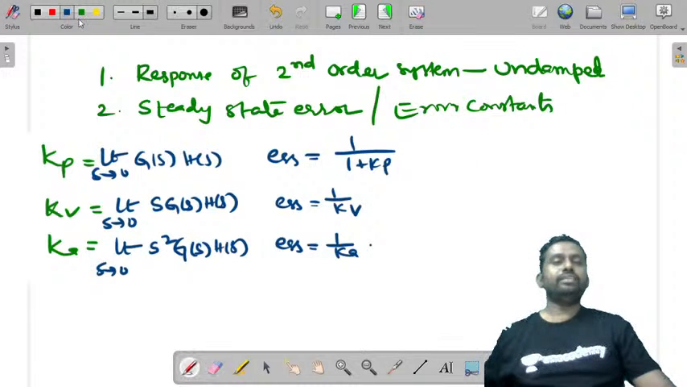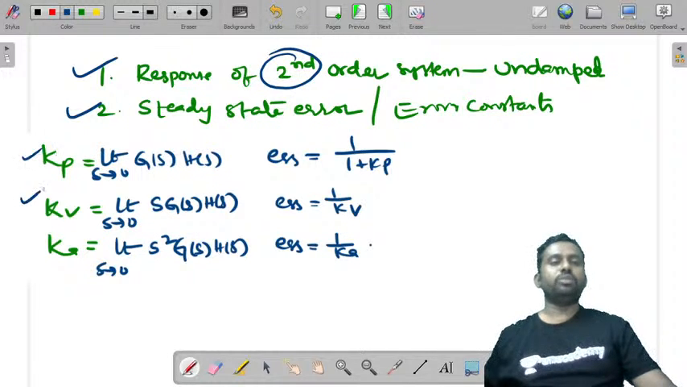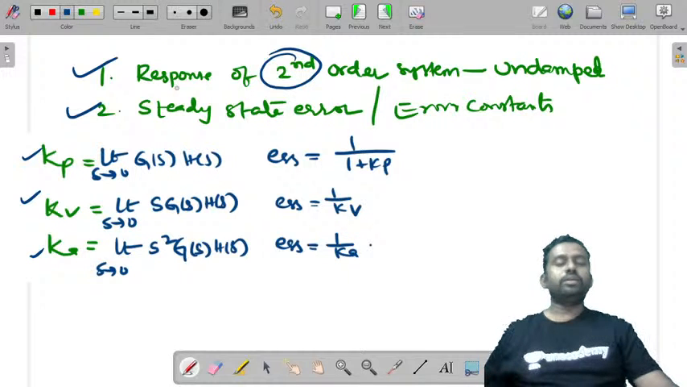These are the takeaways from today's session: the response of a second order system, and steady state error and error constants, that is, position, velocity, and acceleration error constants. Mostly you'll be given a numerical on this, which we'll try to solve in some special session or some other session, along with the response of second order underdamped system.